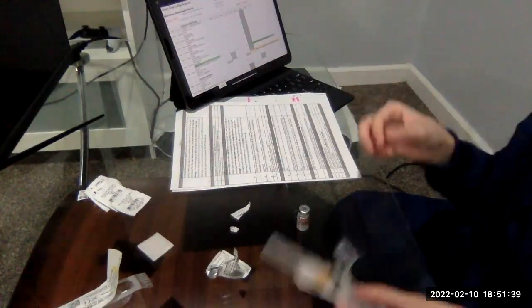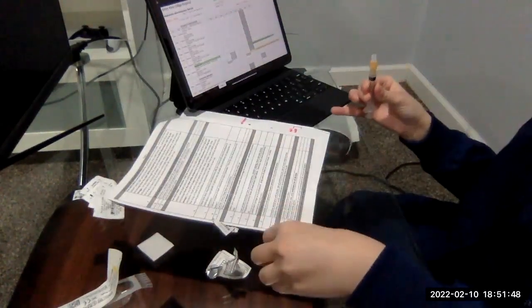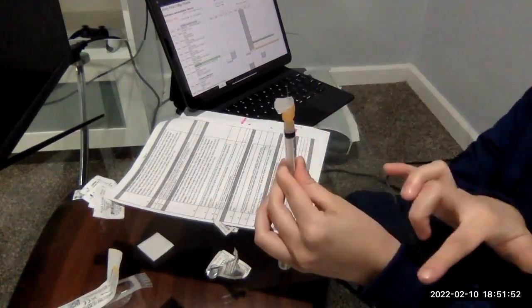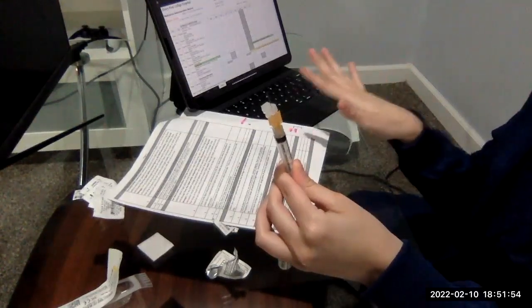Okay, so you're going to pull out your syringe. You're going to open it. Make sure this doesn't roll away. You're going to draw up how much you need. Remember, we did the calculation and she needs 5,000 units.